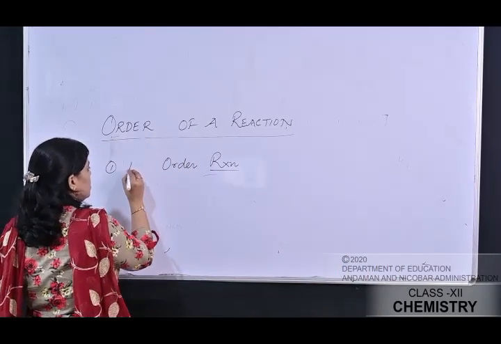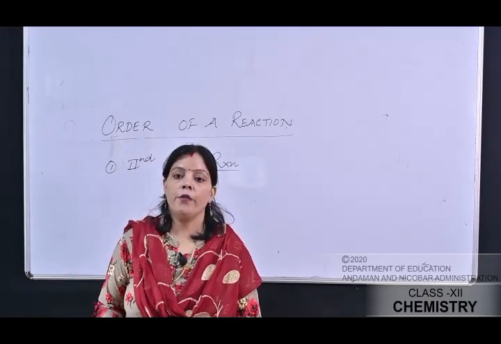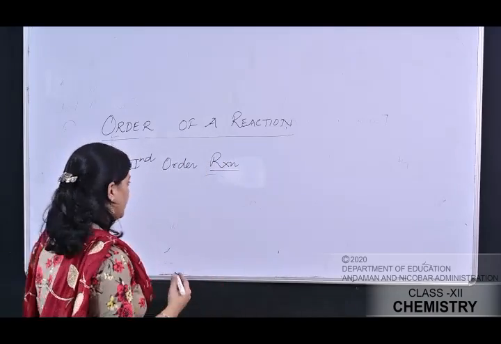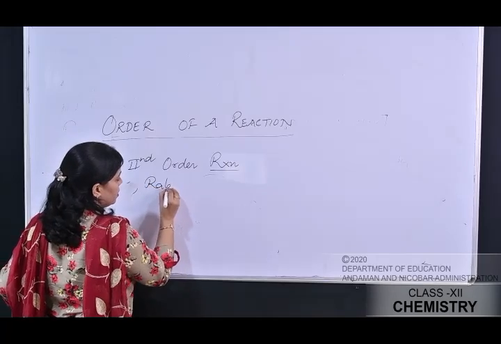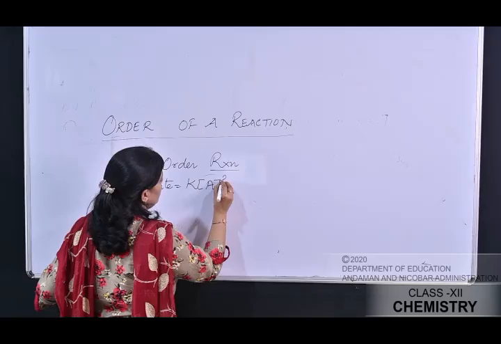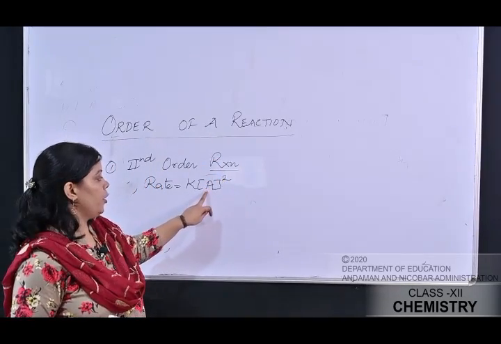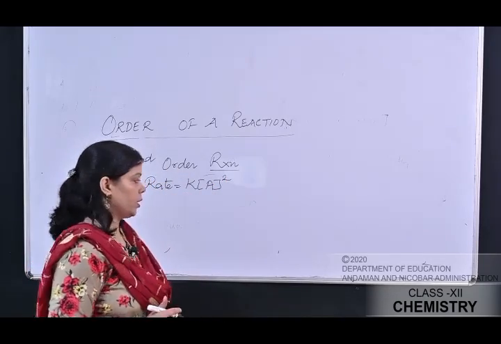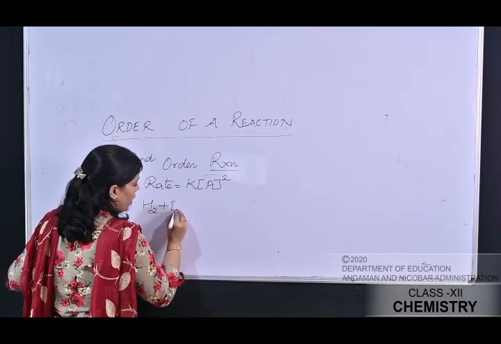Here, second order reaction: the sum of powers of the concentration terms present in the rate law expression is equal to 2. The example is, first, the rate is equal to K, concentration of the reactant A raised to power 2. Here the exponent of the concentration is equal to 2, so this reaction comes under the second order reaction.